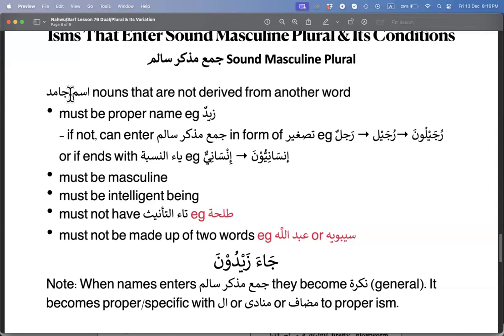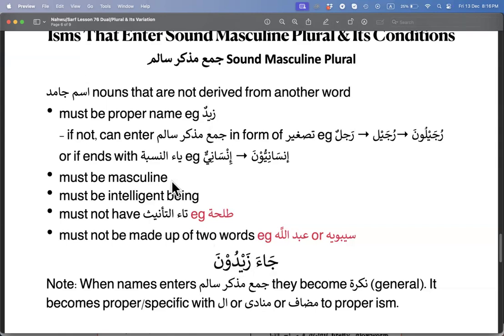And this ism jamid must have all these conditions. Must be a proper name. So for example, Zaid. It is jamid. You cannot sarf this word. You can put this word into una basically. So for example, Ja'a Zaidun.